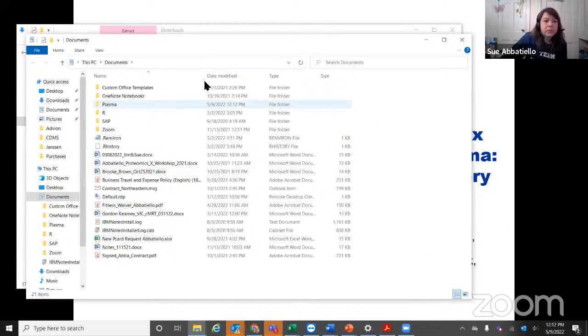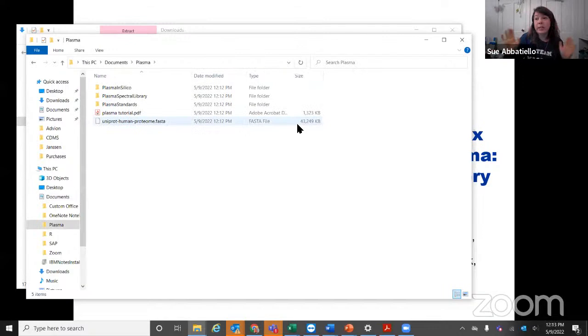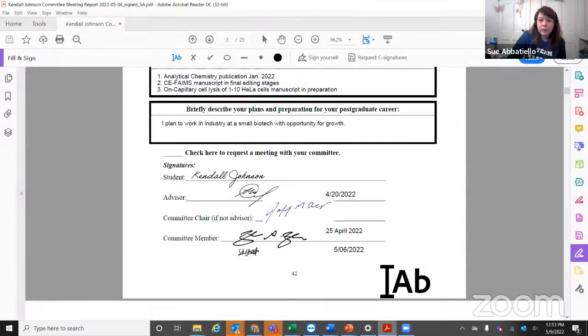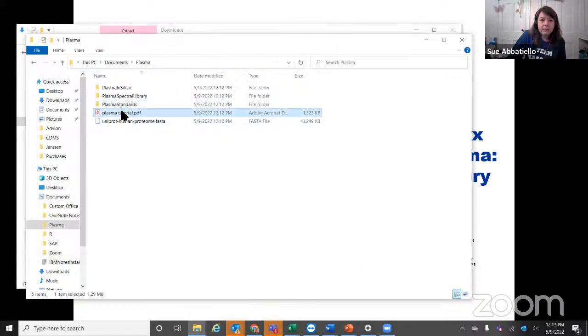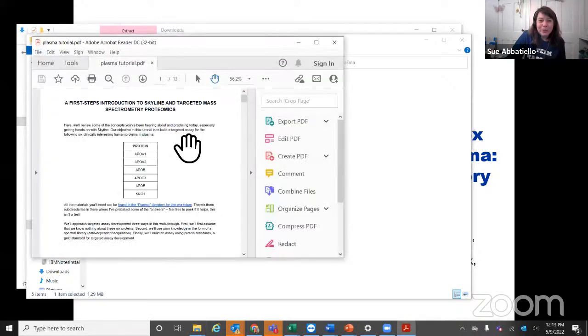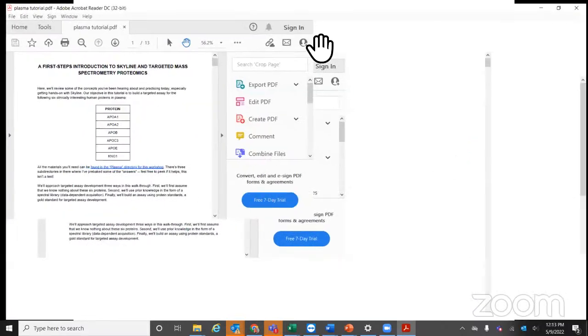Okay, so in my documents folder, I've got a plasma directory. I haven't renamed or done anything. Hopefully y'all can get this far. And then there's also this plasma tutorial, which is the PDF that walks you through everything. So I'm just opening up the plasma tutorial now. I am sharing, right? Can everybody see? Yep, we can see the PDF. Okay.